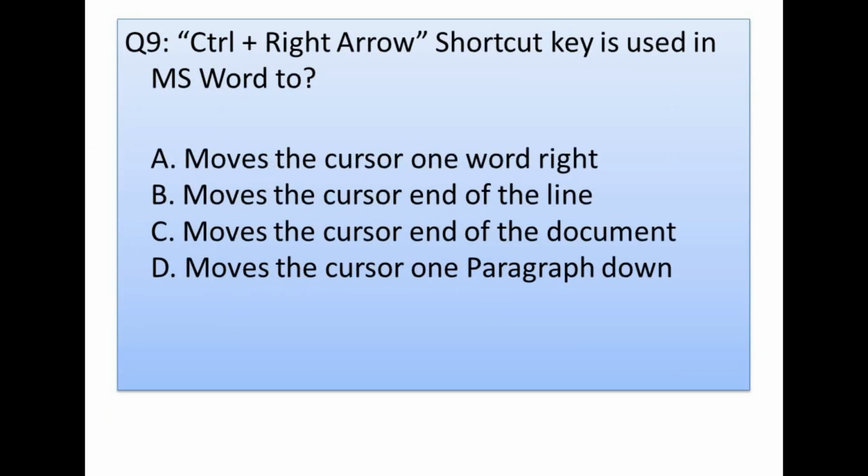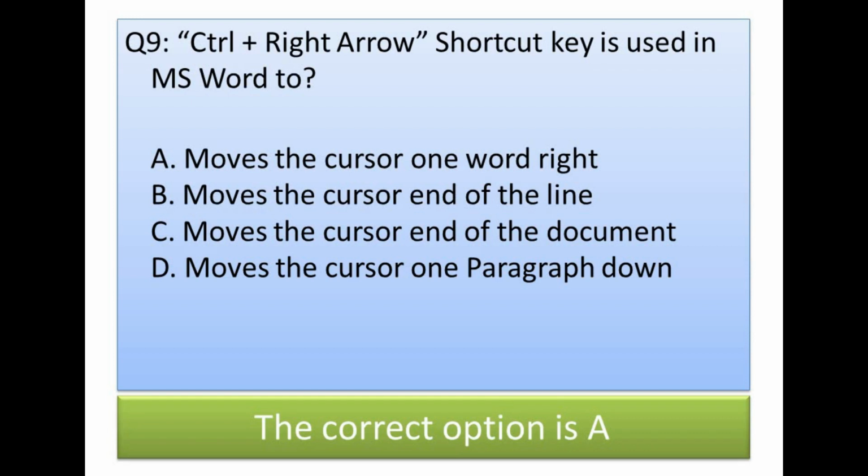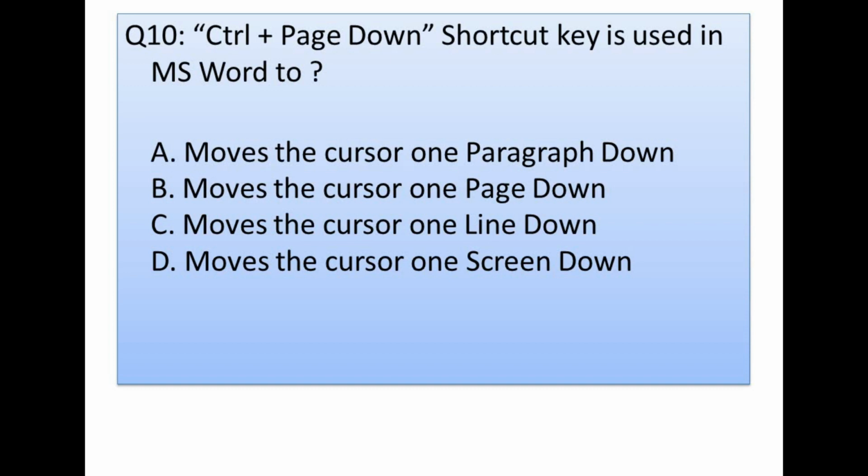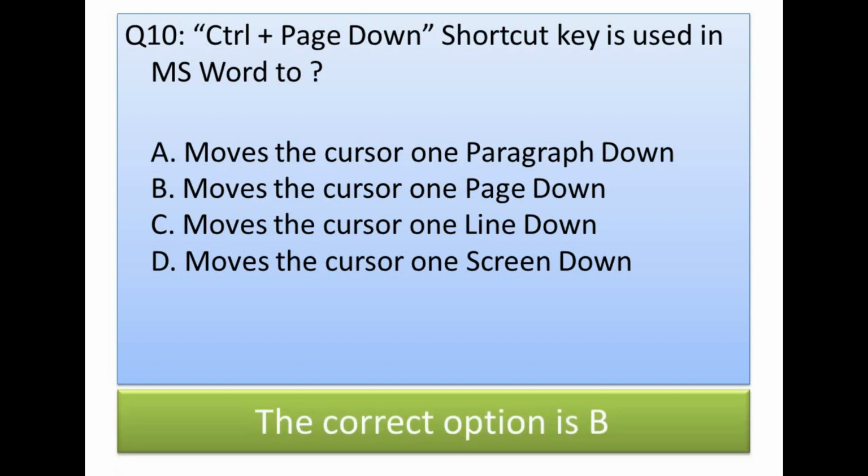Ctrl plus right arrow shortcut key is used in MS Word to move the cursor one word right, move the cursor end of the line, move the cursor end of the document, move the cursor one paragraph down. So correct option is A. Ctrl plus page down shortcut key is used in MS Word to move the cursor one paragraph down, move the cursor one page down, move the cursor one line down, move the cursor one screen down. So the correct option is B.